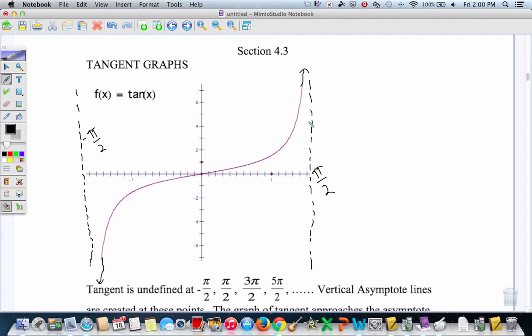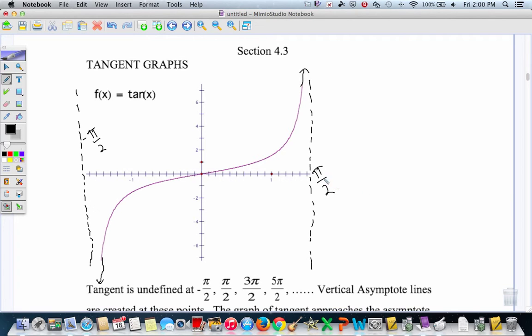So tangent is undefined at those points. If you were to type into your calculator the tangent of pi over 2, or the tangent of 90 degrees, you get an undefined answer because the denominator is 0. Same thing with negative pi over 2, and you can see down here at the bottom: negative pi over 2, pi over 2, 3 pi over 2, 5 pi over 2, and so on.